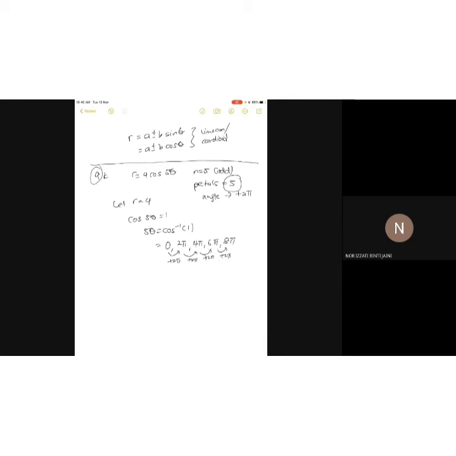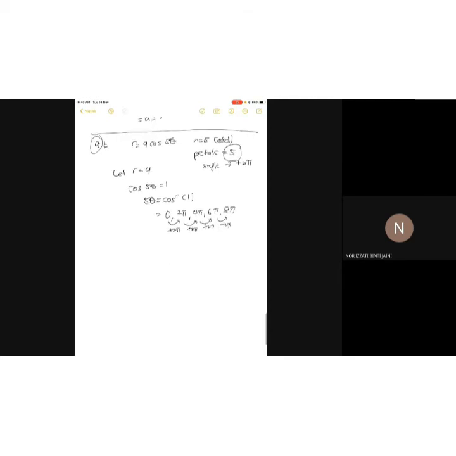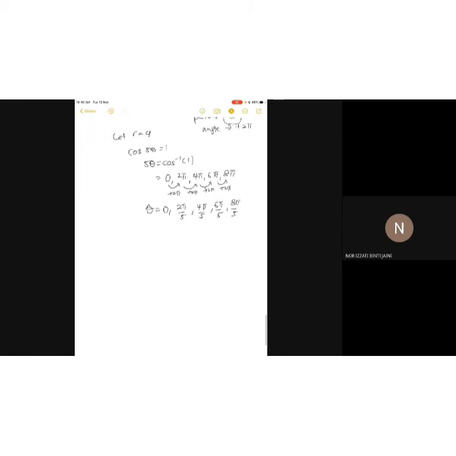Okay dah, stop. And then the theta must be divided by 5. So, 0, 2 pi per 5, 4 pi per 5, 6 pi per 5, 8 pi per 5. Okay, so you lukislah petals awak pada setiap angle tersebut. So, katalah saya nak tukar pada degree dulu. So, this is 72 degree.